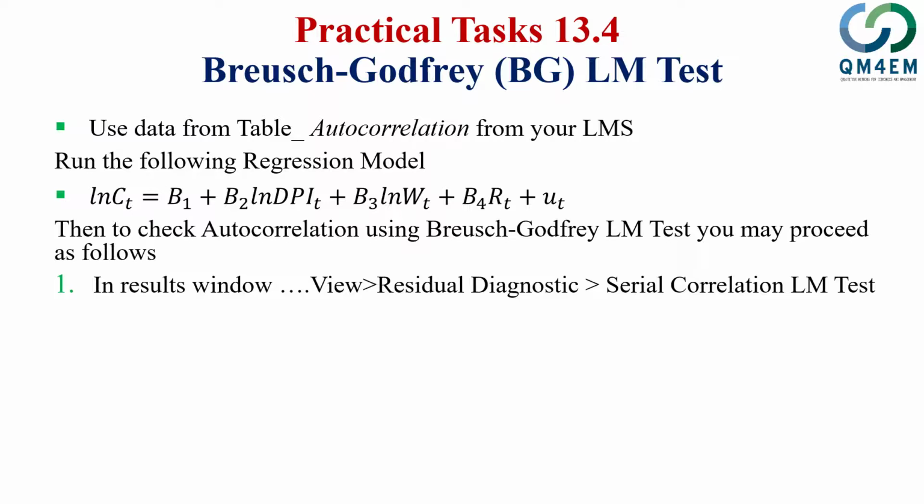So we select lag 1 here. The question is why we will select 1. We will select 1 because it's annual data, so it's good to start with 1. Otherwise, if it had been monthly or quarterly data, we would have used 11 or 3, etc. So we press OK and we get the results.